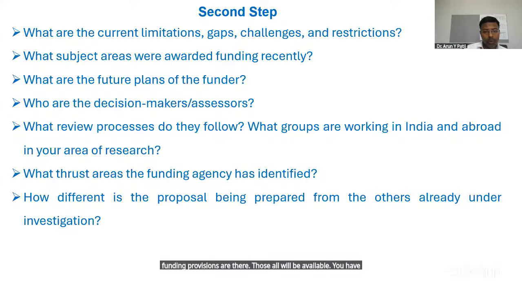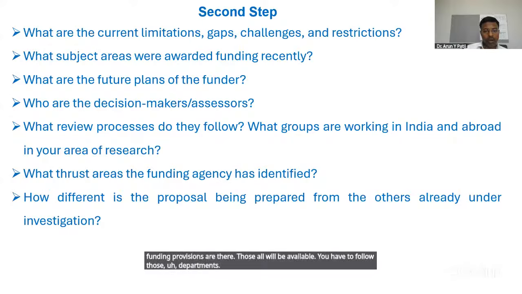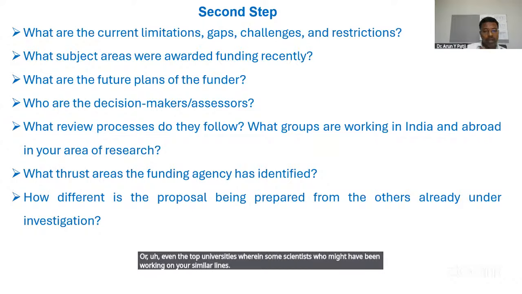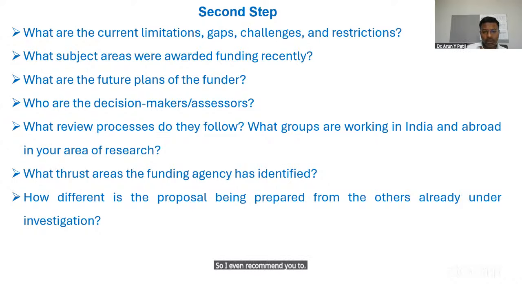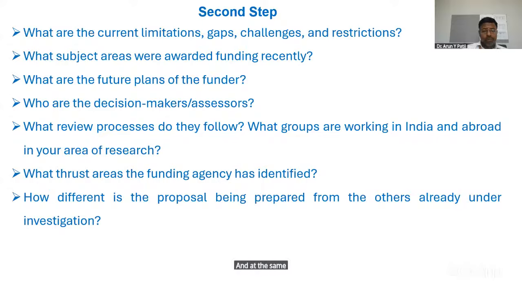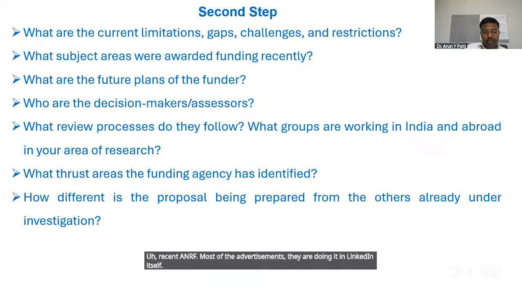You have to follow those departments or even the top universities wherein some scientists might have been working on similar lines. I also recommend you get connected through ResearchGate, which is another interesting web page wherein you will find a good number of people working in a similar domain. At the same time, try to explore all these social media, because recently ANRF does most of its advertisements on LinkedIn itself.